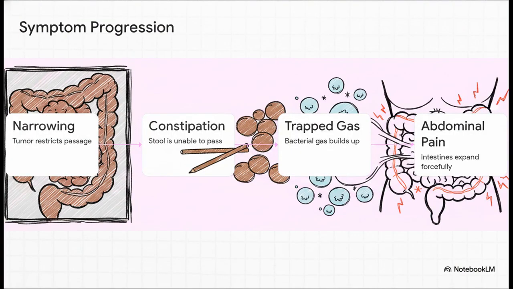As the tumor grows, it physically narrows the passageway inside the colon. Because that space is restricted, the stool has to squeeze through, which results in what we call pencil-thin feces. Eventually, it gets so tight the stool can't pass at all, leading to organic constipation. But it's not just the stool getting trapped. The normal gas produced by your intestinal bacteria gets blocked in there too. This trapped gas builds up, distending the abdomen, and, as the intestines forcefully expand and contract trying to clear out that blockage, it causes severe abdominal pain.